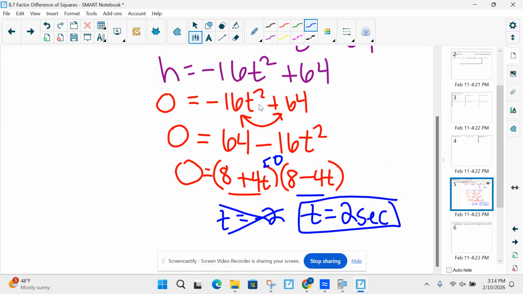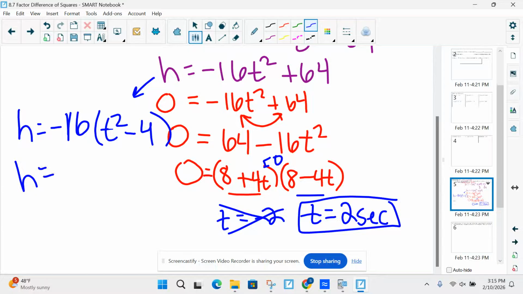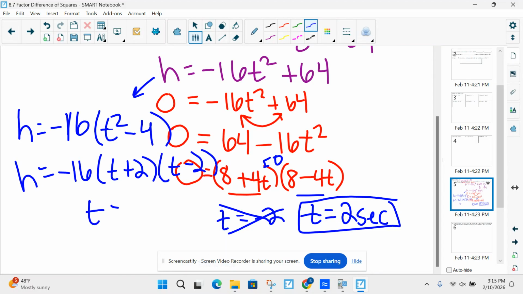Another way you could simplify this is if you factored the negative 16 out. So if you said h equals negative 16 times t squared minus 4, and then that would become negative 16 times t plus 2 times t minus 2, which would give you answers of negative 2 and positive 2. So even with questions like this, you can still factor out a greatest common factor and then have a difference of squares to factor.